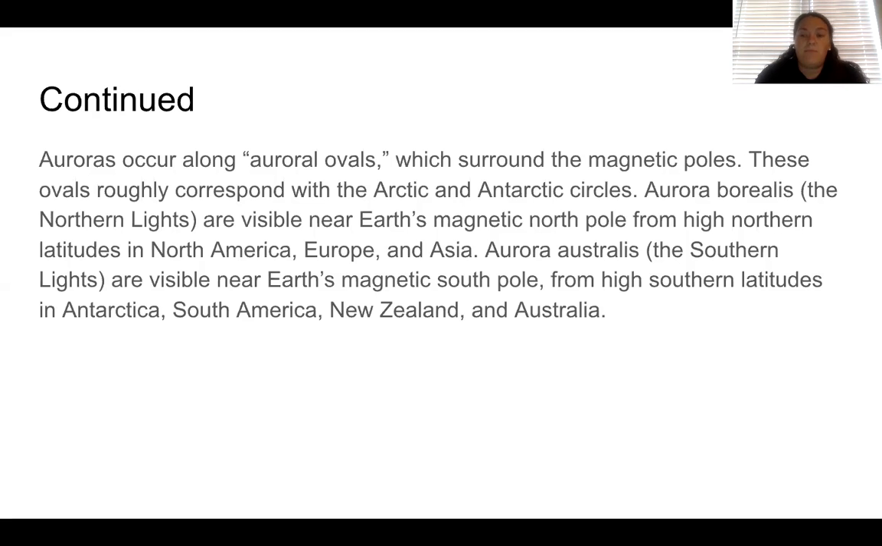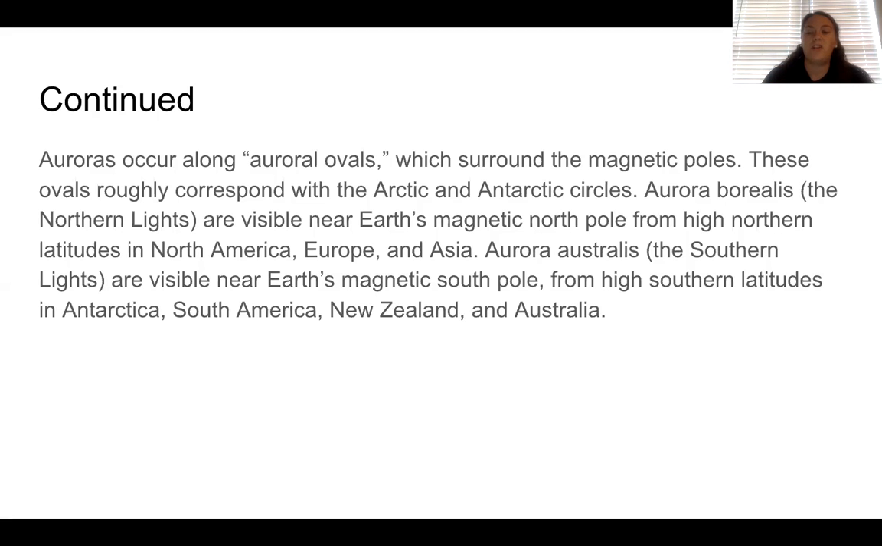So I first want to stop and make sure that you understand why this is informational text. It's informational text because it's giving us facts. Here we have more information about where the different auroras occur. We know that there's two different types of auroras. There's the aurora borealis and there's the aurora australis.